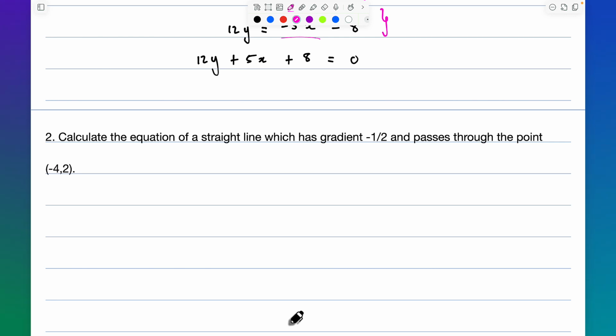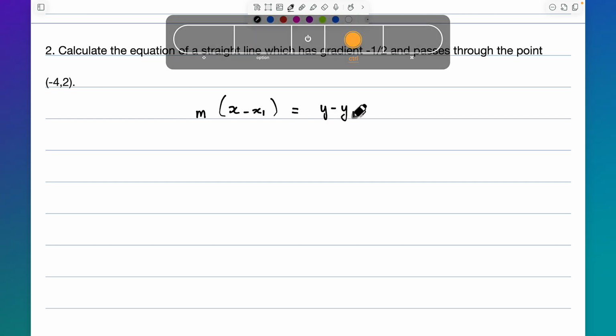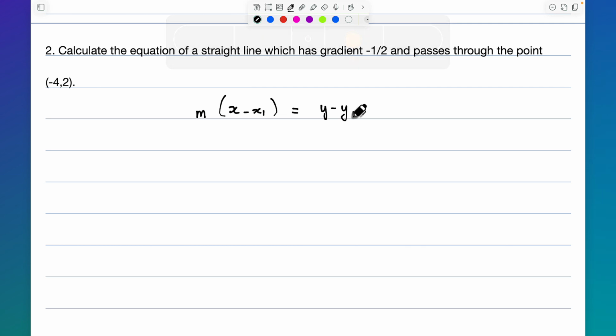Since we've already done that in the first example, we are going to go through another method, if you prefer another method, which is the method where we said we have the equation m multiplied by x minus x1 is equal to y minus y1. We talked about how to derive this equation in the last video, so I'm not going to get into that.